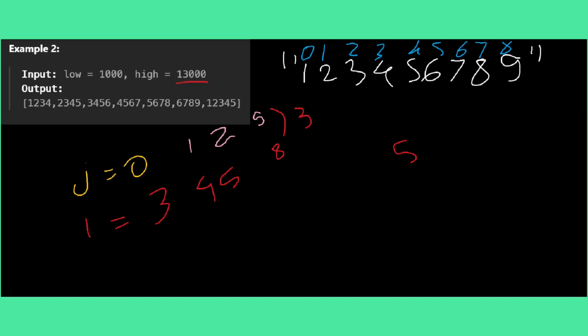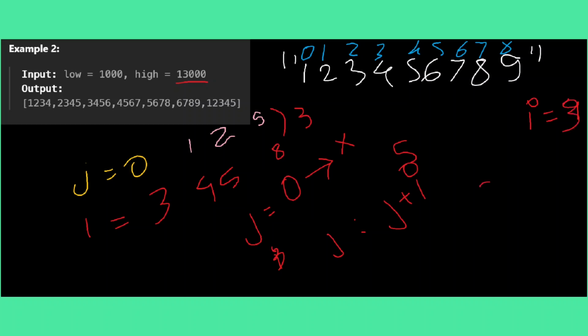Now, what should I loop over? If j starts from 0 to a certain value x, then I can slice from j to j plus i, right? So if i is 3, then when j is at 5, 5 plus 3 is 8, so I can slice from index 5 to index 8, right?